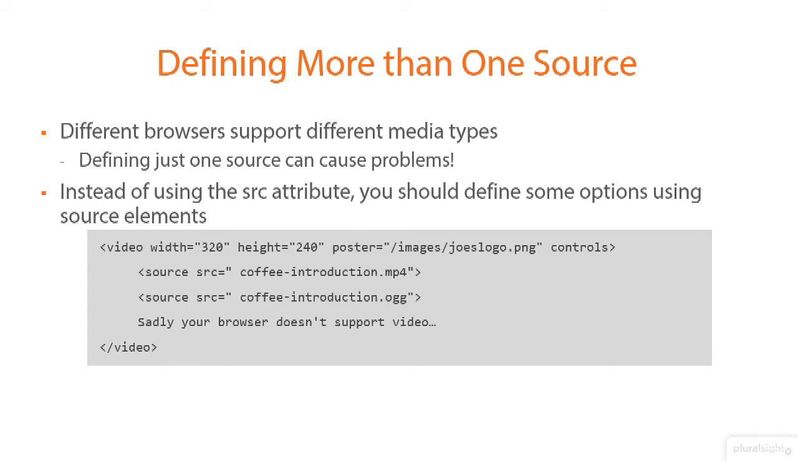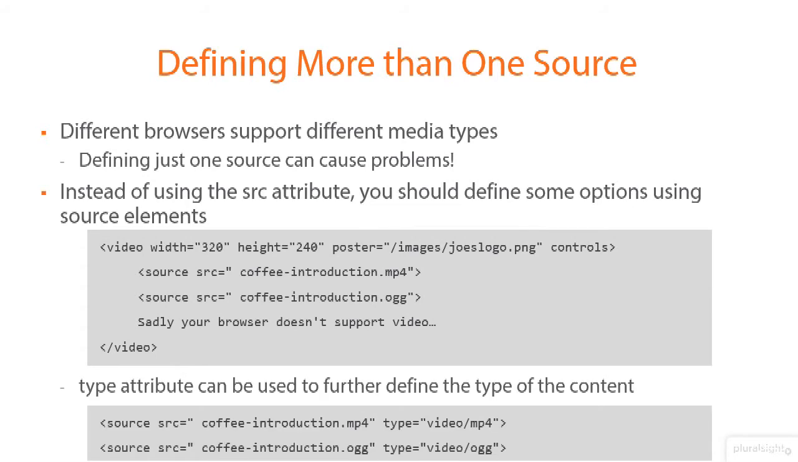Instead of using the source, so the SRC attribute, we can use a couple of source elements inside the audio or video tag. Take a look at the sample code here, where we see that we have defined multiple source elements, each with an SRC value of a different file type. It's important to keep in mind that these sources are evaluated top to bottom. So as soon as the browser sees one it supports, it will pick that one.